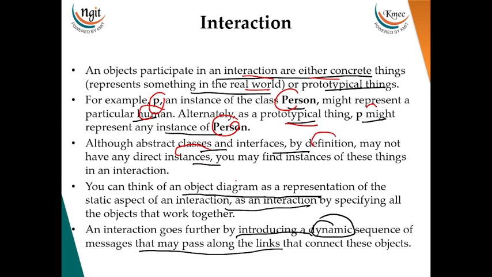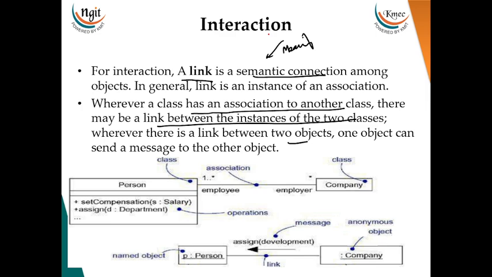You can think of an object diagram as representing a static aspect of interaction. Interaction goes further by introducing dynamic sequence. What may be the dynamic sequence that is going to come? We are going to see all those things. But the meaning of interaction is a message that passes from one object to another, from one class to another, and what message has to be passed. If they want to communicate, interaction is the process that goes through it.